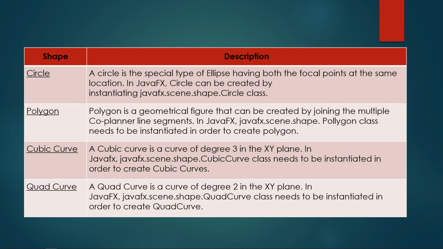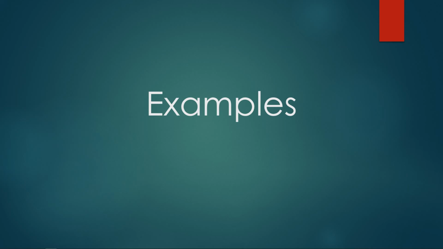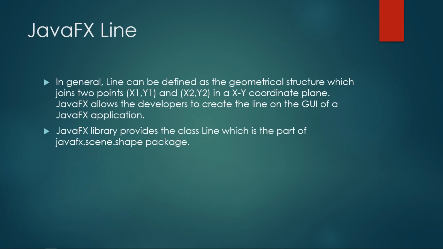So let's look at a few examples. JavaFX line. In general, a line can be defined as the geometrical structure which joins 2 points x1 y1 and x2 y2 in an xy coordinate plane. JavaFX allows developers to create the line on the GUI of a JavaFX application. The JavaFX library provides a class Line which is part of the javafx.scene.shape package.